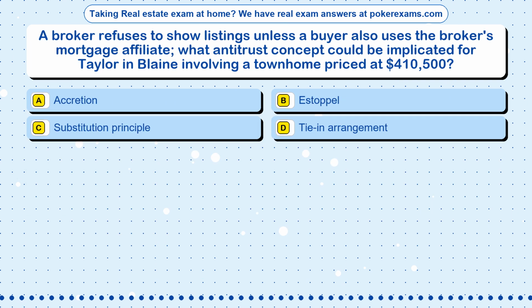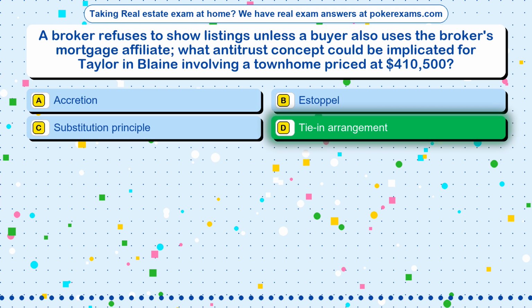Question 68. A broker refuses to show listings unless a buyer also uses the broker's mortgage affiliate. What antitrust concept could be implicated for Taylor and Blaine involving a townhome priced at $410,500? Option A, accretion. Option B, estoppel. Option C, substitution principle. Option D, tie-in arrangement.